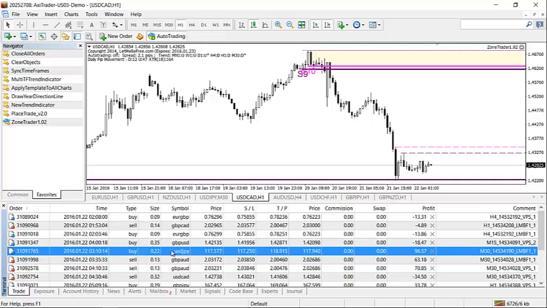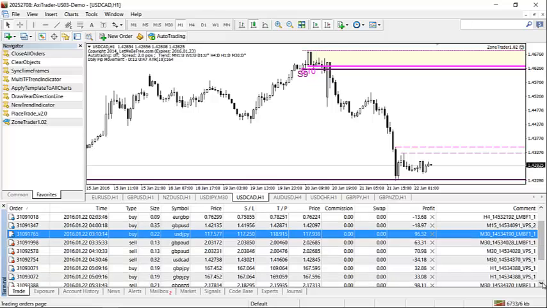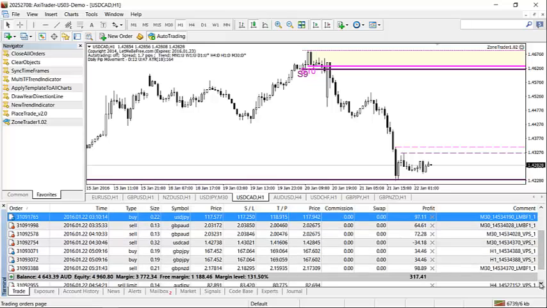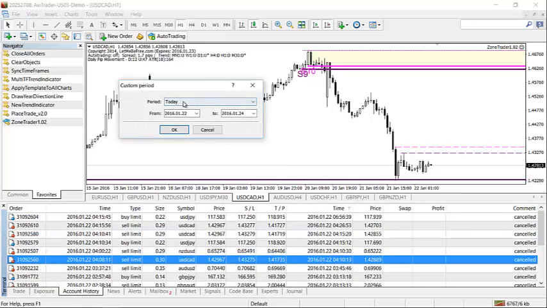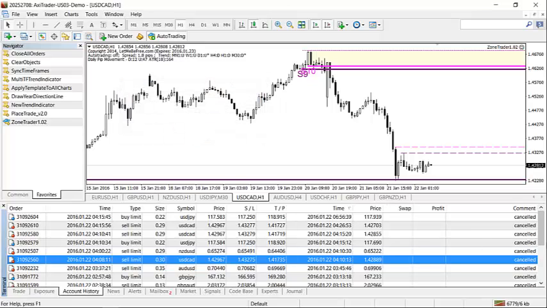So we've bought the yen, we're selling the pound against the Aussie. It's going down. We've got some buying the pound against the yen which are in profit. And we've got a total profit of $330 odd today, on an account size of 4,600. And just to prove that this is today, if you look at the account history, I'm just going to say custom period today, okay, let it do its thing, and see these are all for the 22nd.